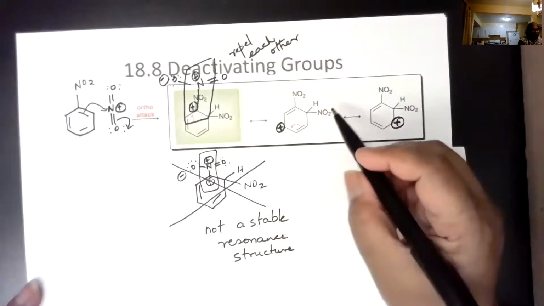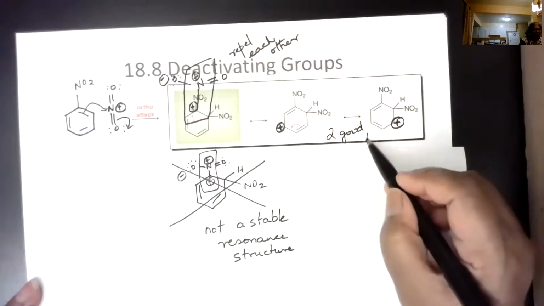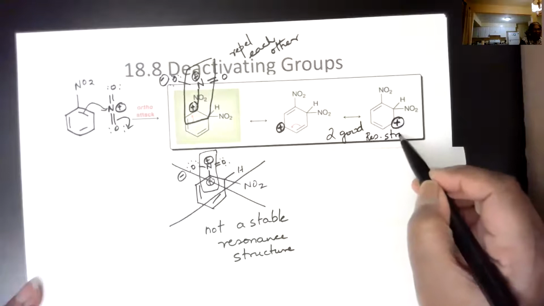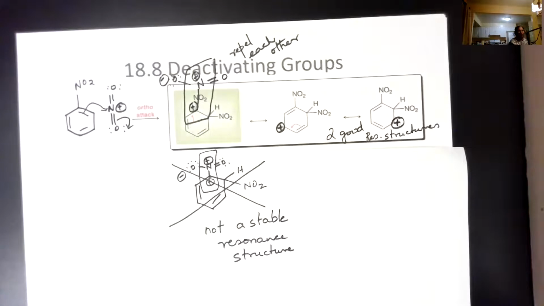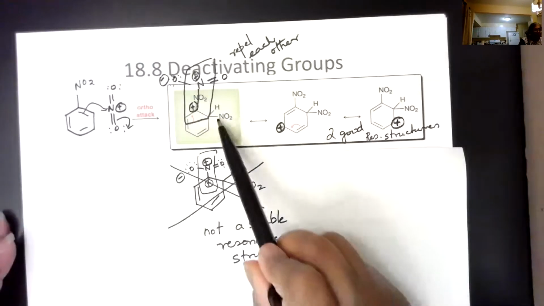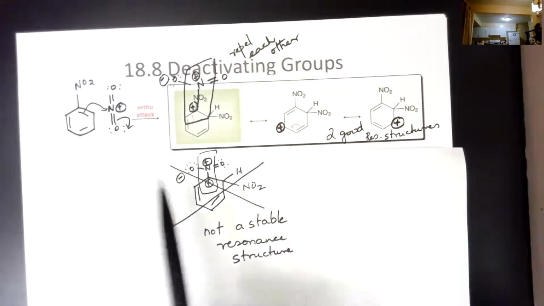So this has only two good resonance structures. See that? And this is not just for a nitro group being in the position, because see, this group is not affected at all. It could be a Br, it could be a Cl, it could be another CH3. But when you have the first substituent as your nitro group, this resonance structure is going to be very unstable.